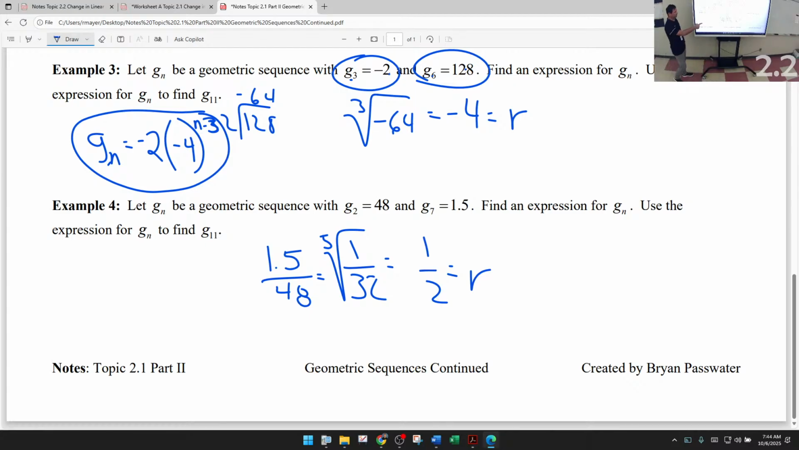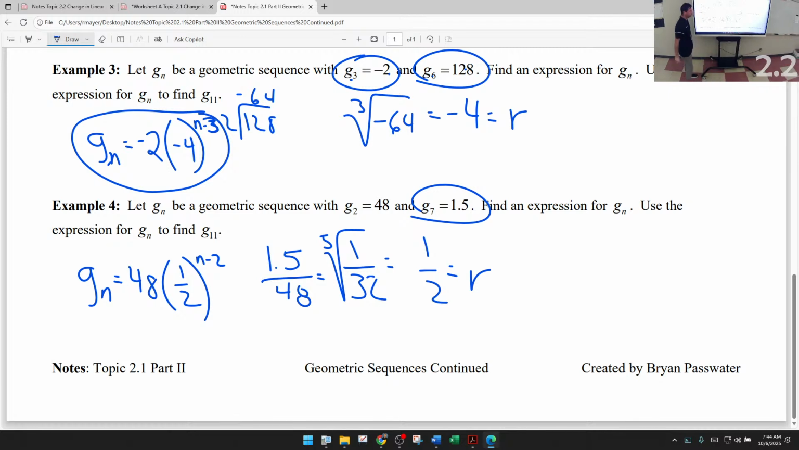And then I just always go back to G of n is equal to 48, R is 1/2, you could put 0.5 if you want to, and then n minus 2. If you want to verify, plug in 7 and you better get 1.5. Do we? Surely. Okay, y'all good with that? I think it's easier to do it that way than his way.